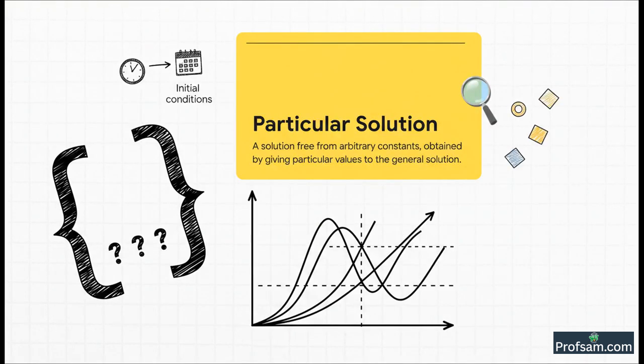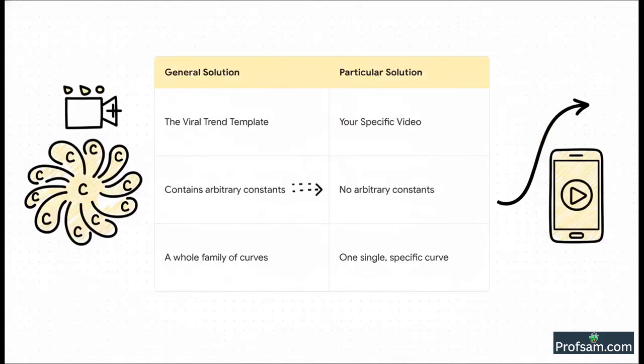This connects perfectly to the official definition of a particular solution. It's a solution that is completely free from any arbitrary constants. And you get it by taking that general solution template and plugging in specific values, which usually come from some initial conditions given in the problem. All right, let's put it all together in one simple table so you can see it side by side. The general solution is the viral trend template. It has those arbitrary constants like C, and it represents a whole family of curves. On the other hand, the particular solution is your specific video. It has no arbitrary constants, and it represents one single specific curve from that family.